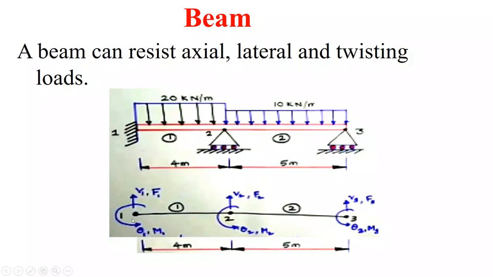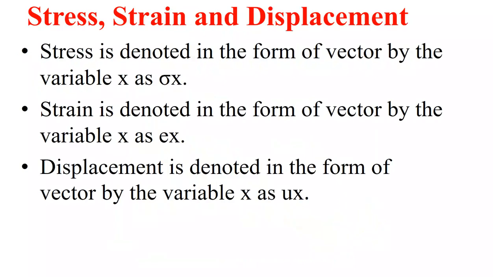perpendicular loads and twisting loads, with respect to the output of deformation and slope. So these are the inputs and outputs of the beams. Next we are going to find the stress, strain and displacement denotations.